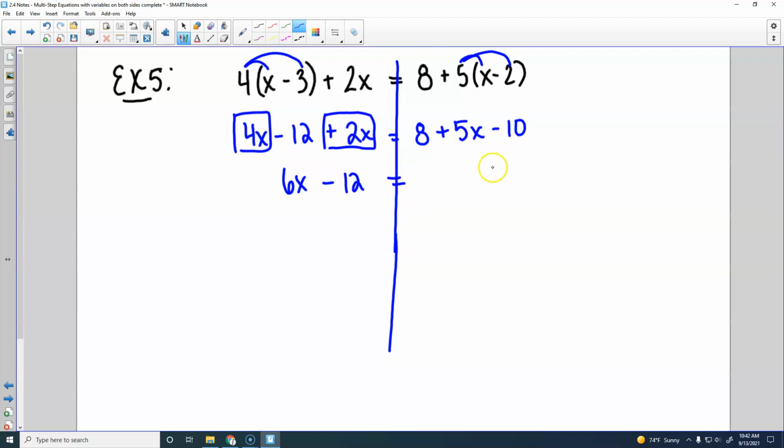And then on the other side, Vince, what can I put together? 5's got an x. It's got to be that negative 10. So 8 and negative 10, what's that going to give us? Negative 2. And we'll just bring that plus 5x down. Okay, very good. All right, Presley, what would we do after that?